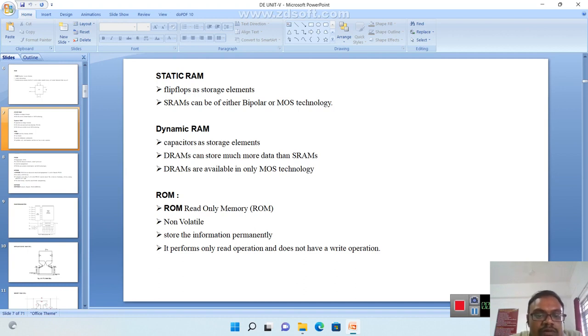Then ROM, the full form of ROM, is read-only memory. It is non-volatile, so it stores the information permanently. It performs only a read operation and does not have a write operation, because as I told you, it is saved permanently. That's why it only has a read operation. So all of you are clear about static RAM, dynamic RAM, as well as the ROM. Thank you.